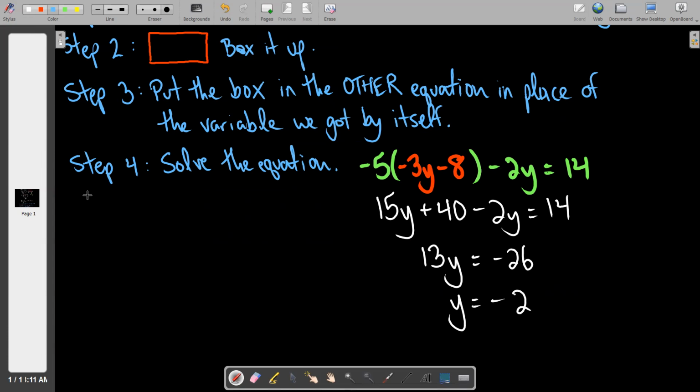So I think now is a good time for us to write step 5. And what do we do with that answer, -2?